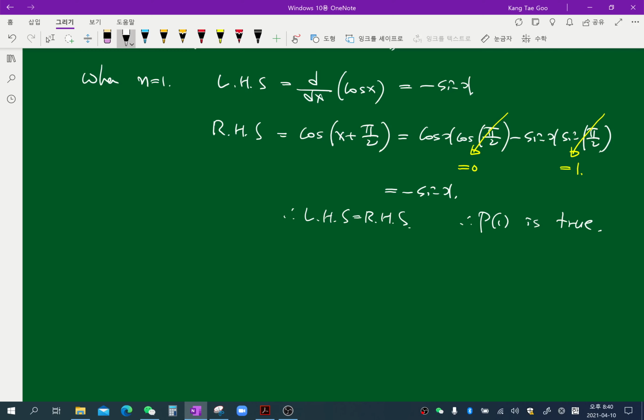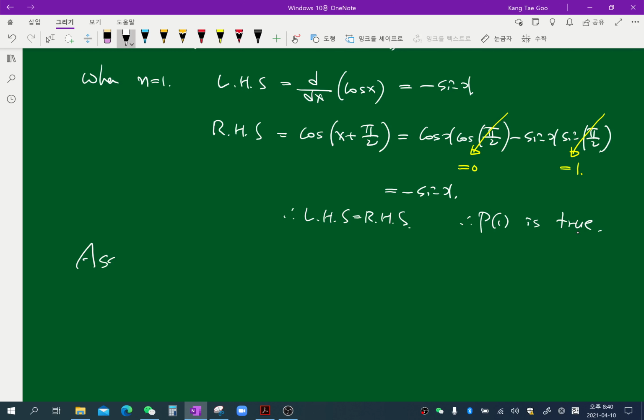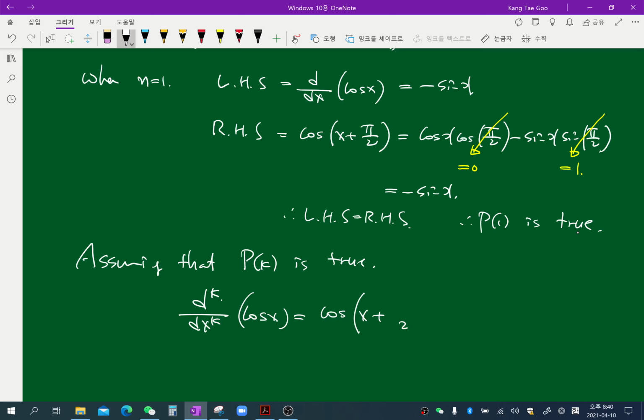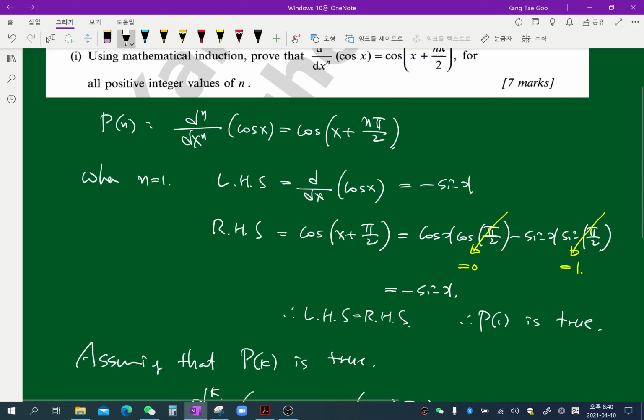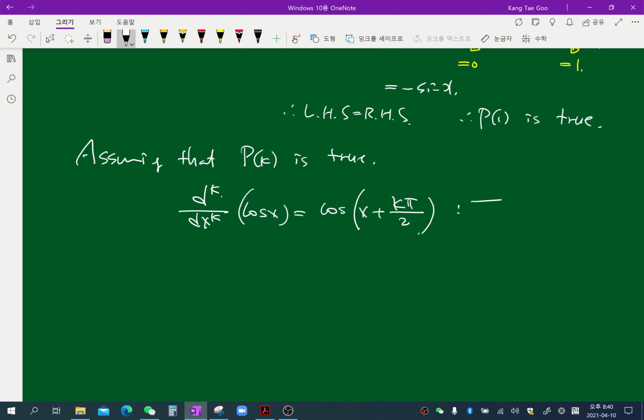Then the next step is assuming that it's always like that. Assuming that Pk is true, which means the kth derivative of cosine x goes to be cosine of x plus k pi over 2. Is it? Yes, correct. We assume this is true, right? After that, to prove Pk plus 1, that is the next step, right?